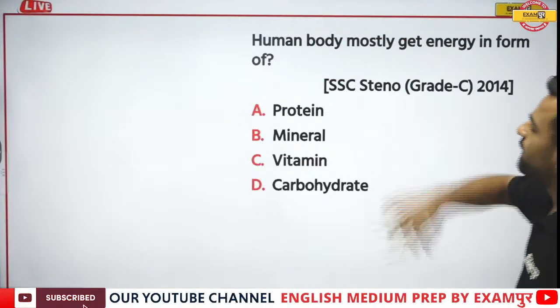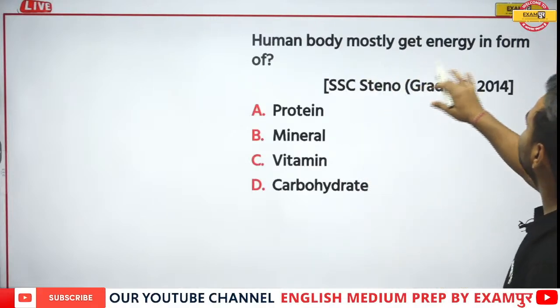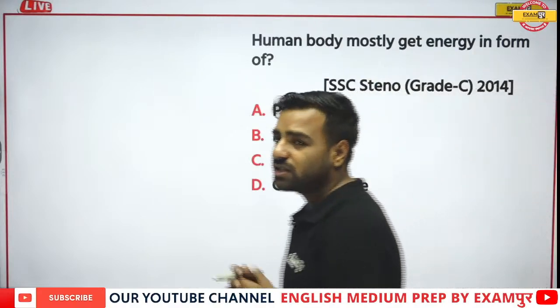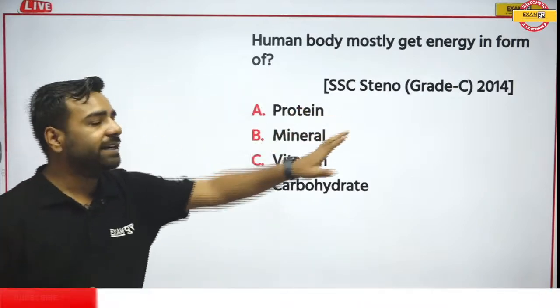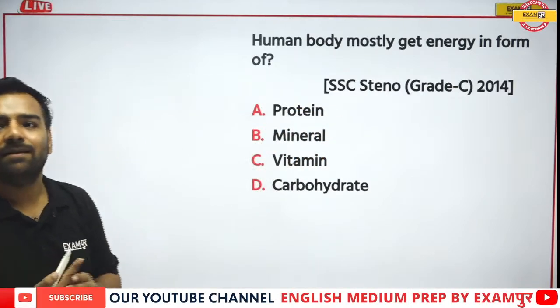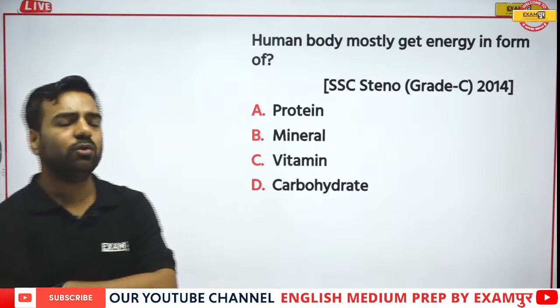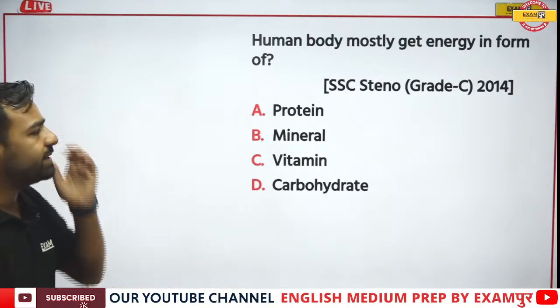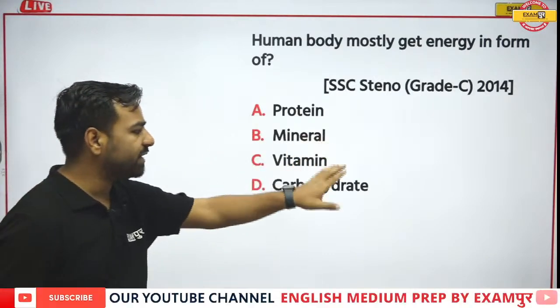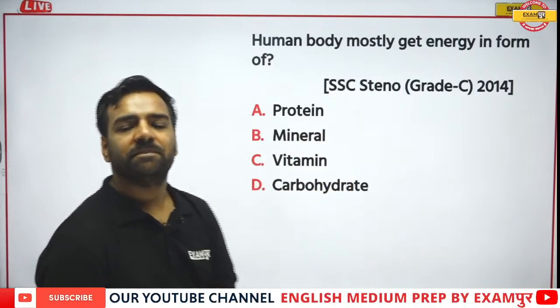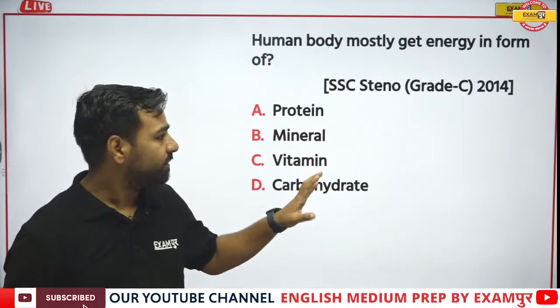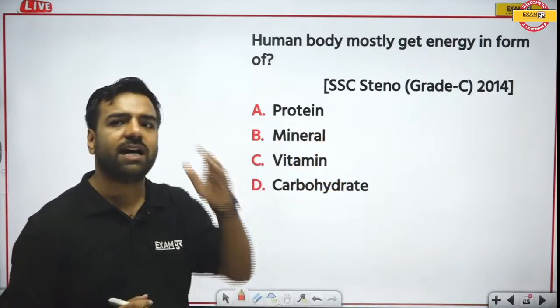Moving forward, the next question is, human body mostly gets energy in the form of dash. This question was asked in SSC Steno, Grade C 2014. So the human body mostly gets energy from what? Is it protein, mineral, vitamin, or carbohydrate? Is it mineral? Is it protein? Is it vitamin? Or is it carbohydrate?